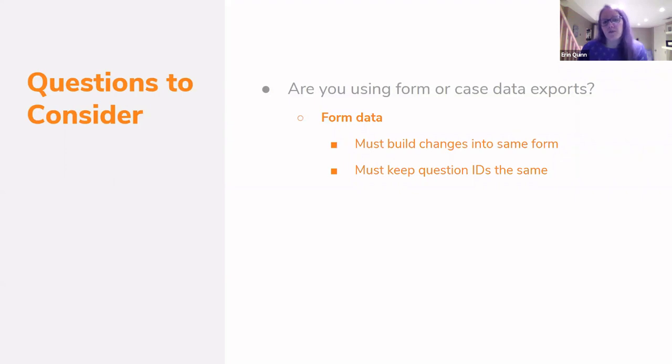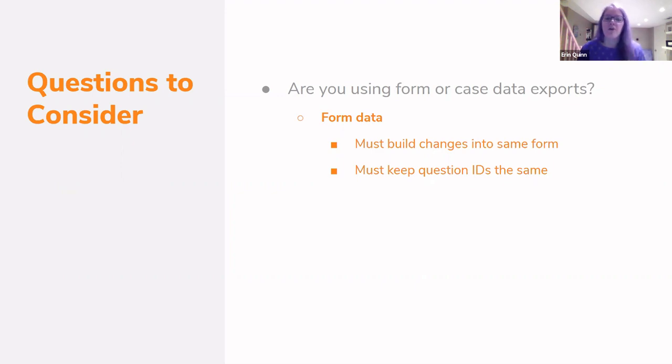If you're using form data, if that's your primary data source, if you're using it at all, you're going to want to do two things. One, of course, you're going to need to stay in the same form. We'll go over this: in case exports, you could potentially create a new form for remote work and keep your existing form for in-person. If you're using form exports, you can't do that. You need to make all of these changes in the existing form that you have.